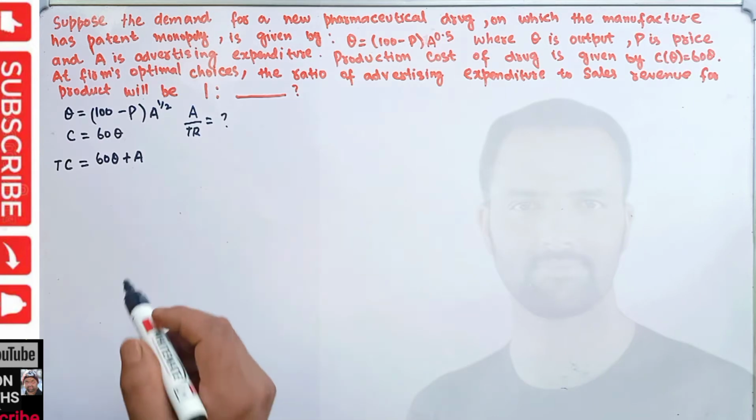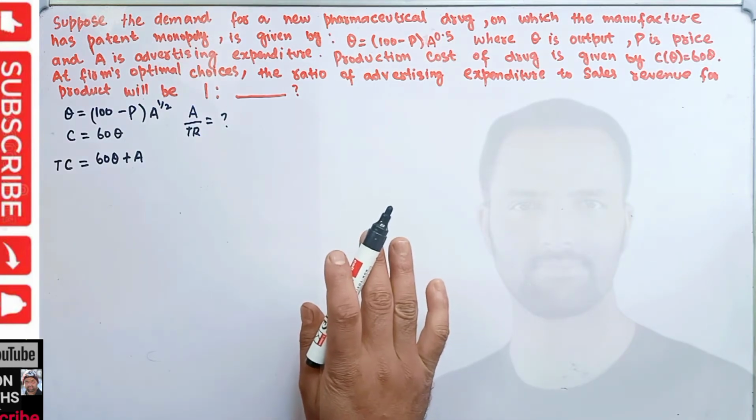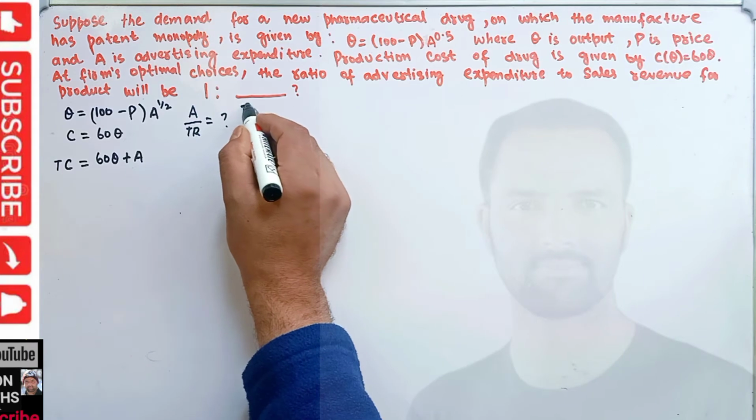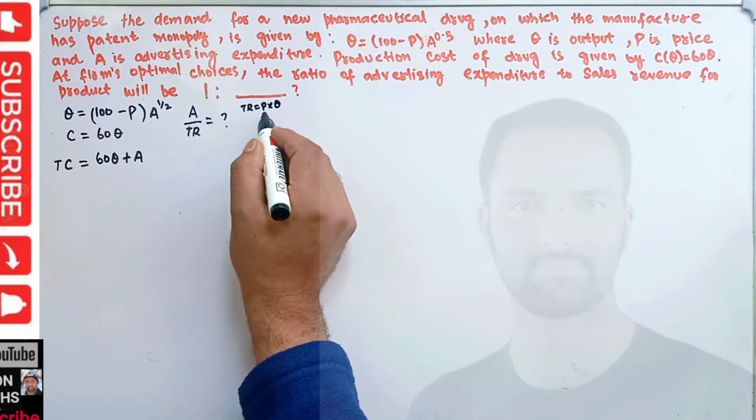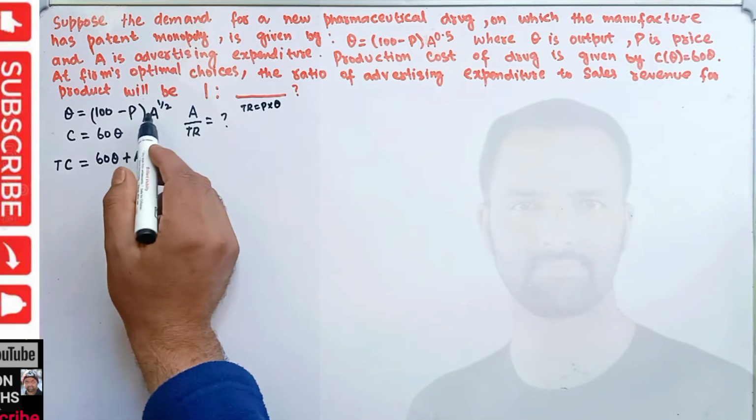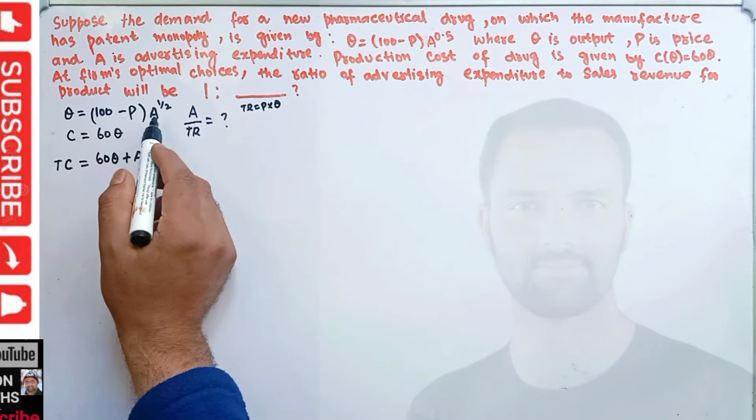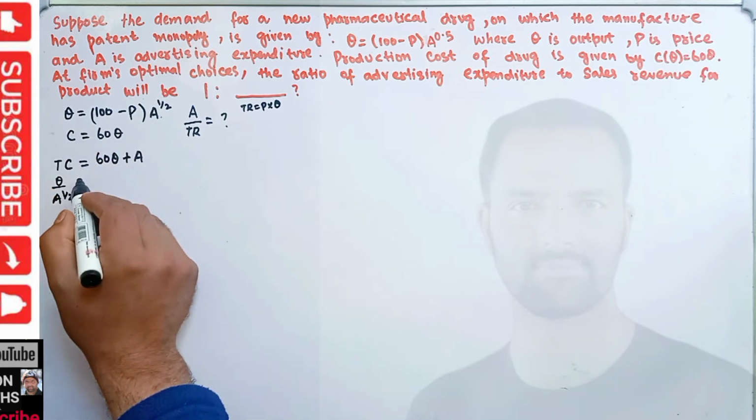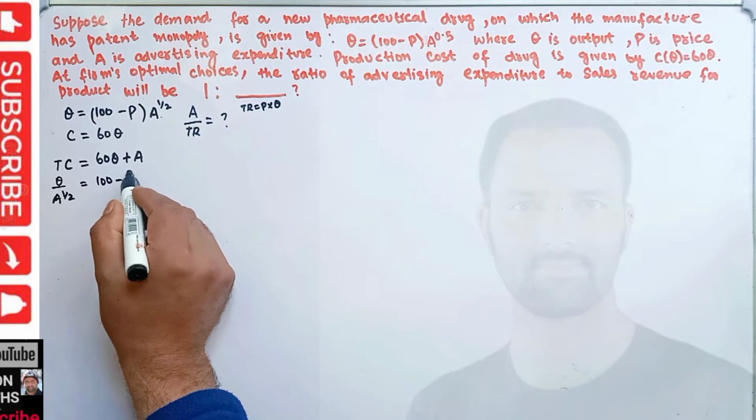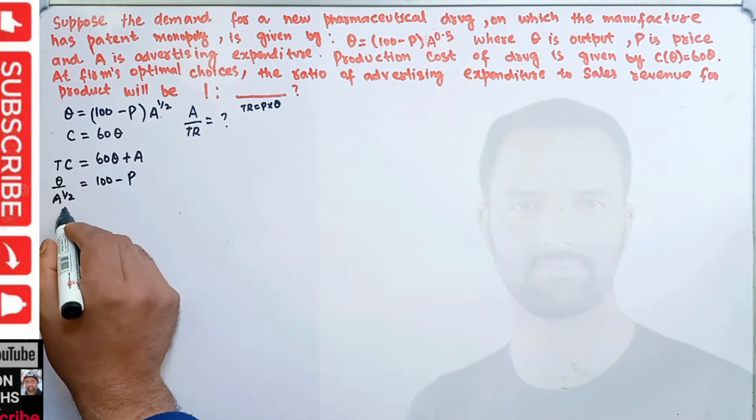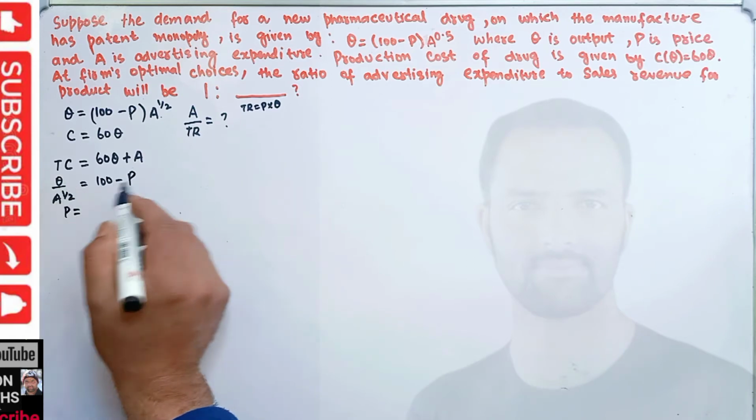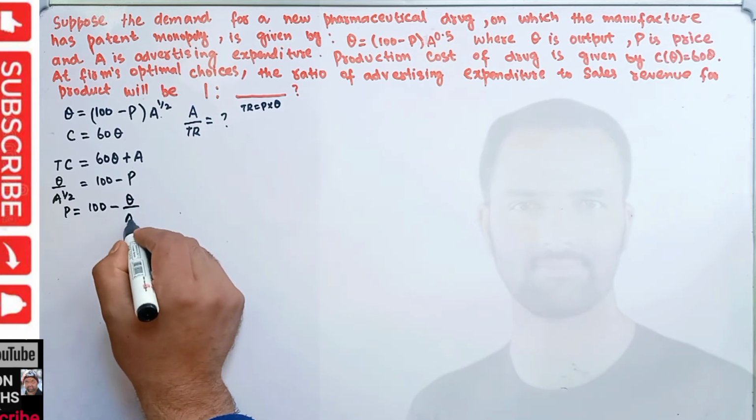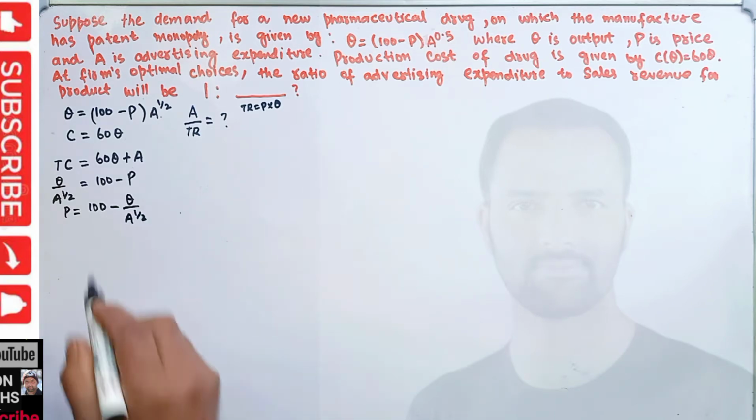Now, what will be the total revenue? First we will find the total revenue. For total revenue we first solve this function for P, because total revenue is equal to P times Q. For that we need to solve this for P. Let us rewrite it. Here I can write Q / A^(1/2), simply transposing this, it will get divided, is equal to 100 - P. Or we can write P = 100 - Q / A^(1/2). This is our P.